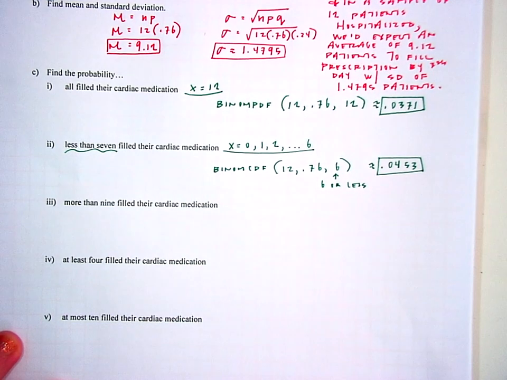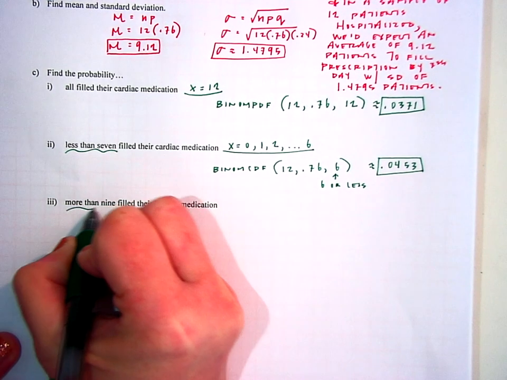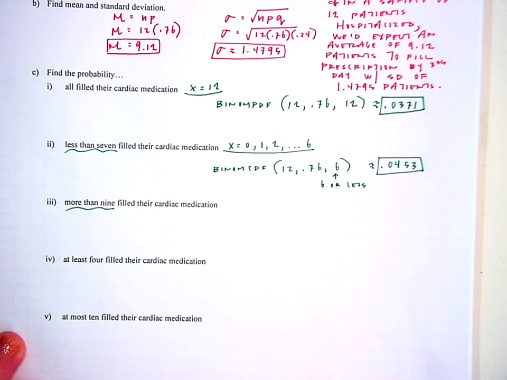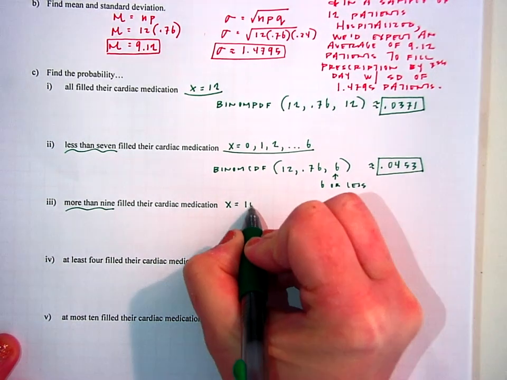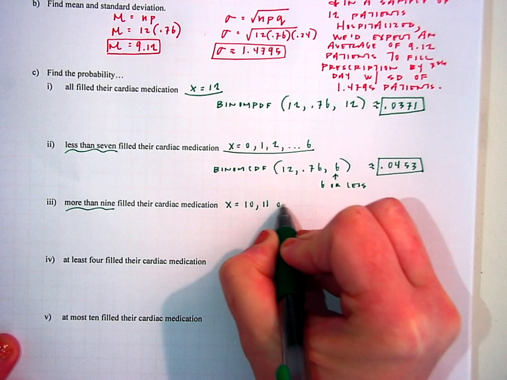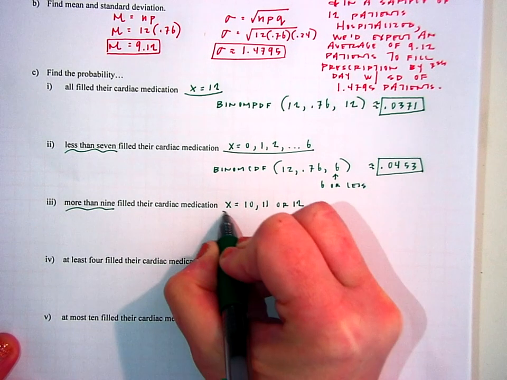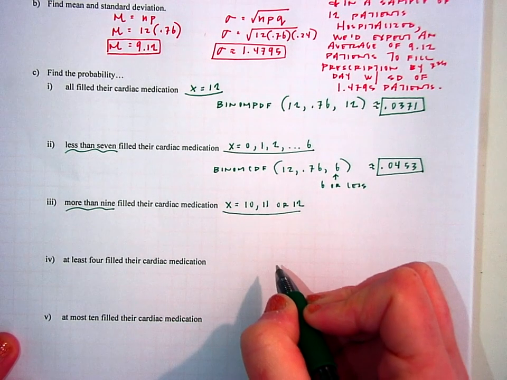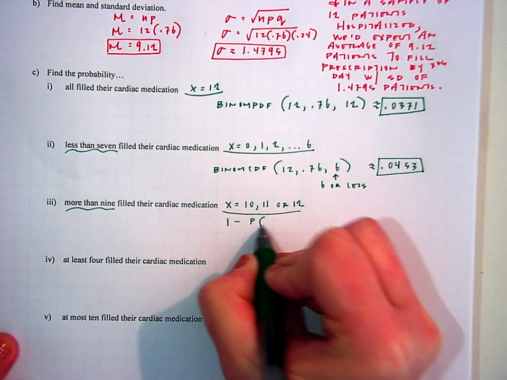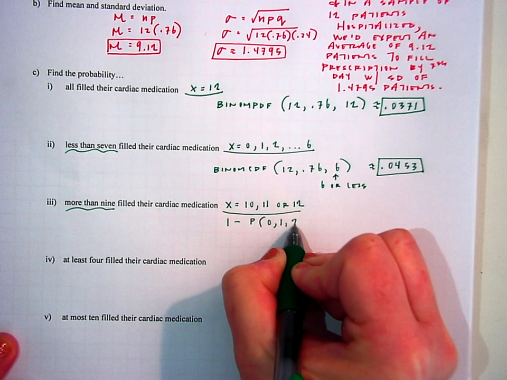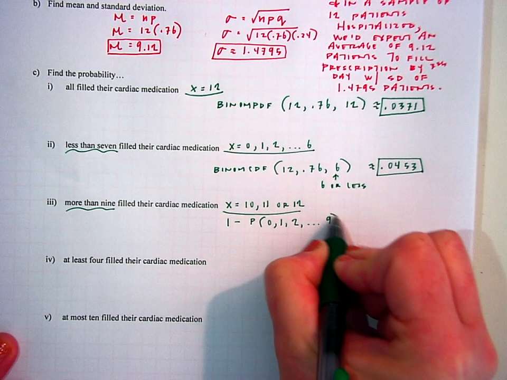Okay, next up, more than 9. So more than 9 filled their cardiac medication. First I'm going to flesh that out. More than 9 means it could be 10, 11, or all 12. So here's one where I'm going to want to use that complement again. I'm going to do 1 minus the probability that it's exactly 0, 1, 2, all the way up to 9.